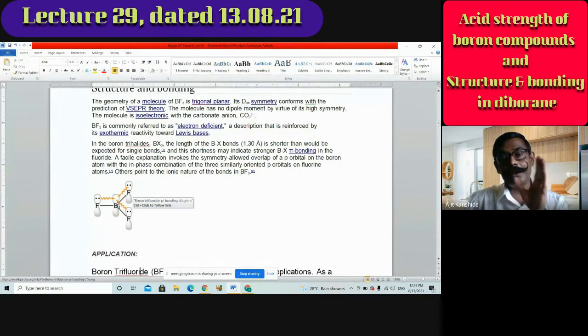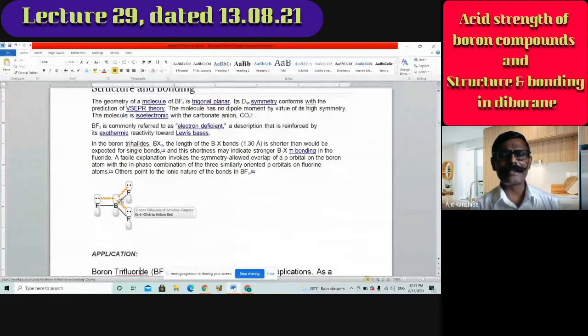The electron in the lower energy level, the 2s level, is excited to one of the 2p. Because of that, three unpaired electrons are there in boron, and those three unpaired electrons can form three bonds, and there are three fluorines. Each fluorine has one unpaired electron, so each fluorine can form one bond. Likewise, three fluorines form three bonds, and the trigonal planar structure is represented.